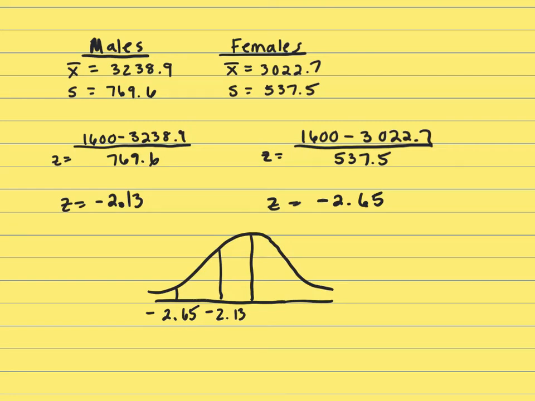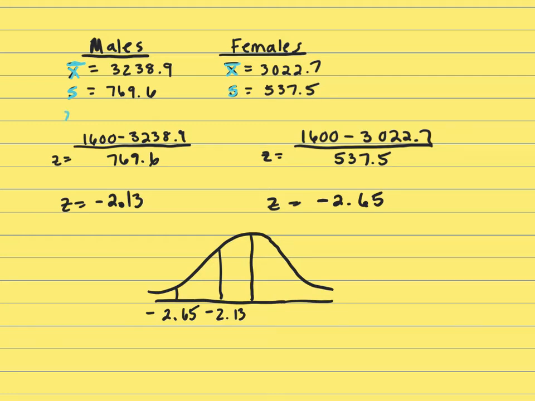It's given that the mean for the male newborn is 3238.9, standard deviation 769.6, and then you're also given information on the female's mean and standard deviation. So what you want to do is calculate a z, and it says a male who weighs 1,600 grams or a female who weighs 600 grams.